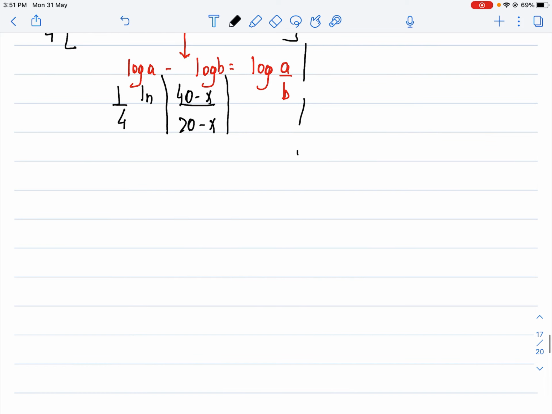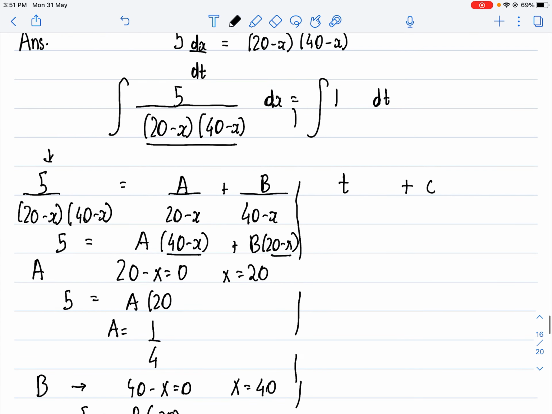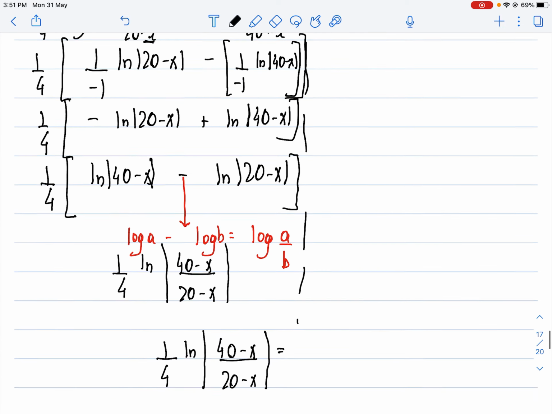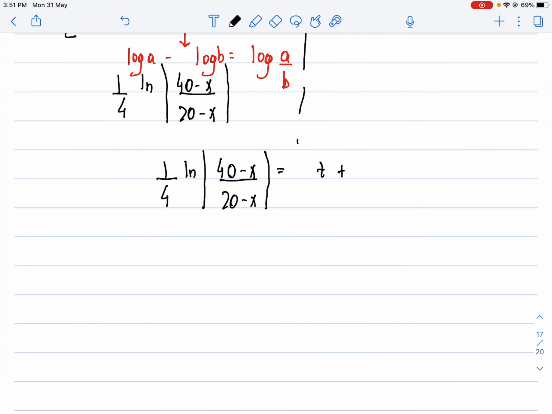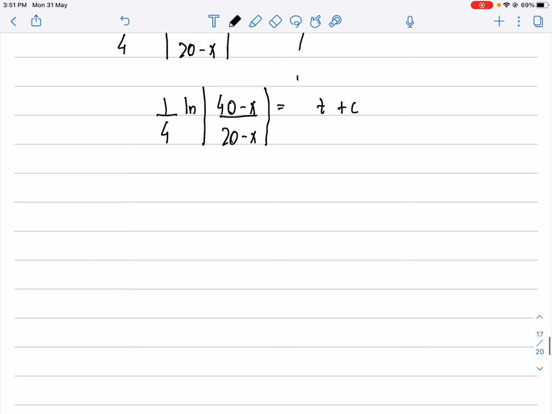So now writing everything together, I can write this as 1/4 ln((40 - x)/(20 - x)), which is equal to the right hand side, t + c. Correct? Now I can write this as ln((40 - x)/(20 - x)) equals 4t plus a constant. 4 into a constant will give us a constant, so I can just write this as c.